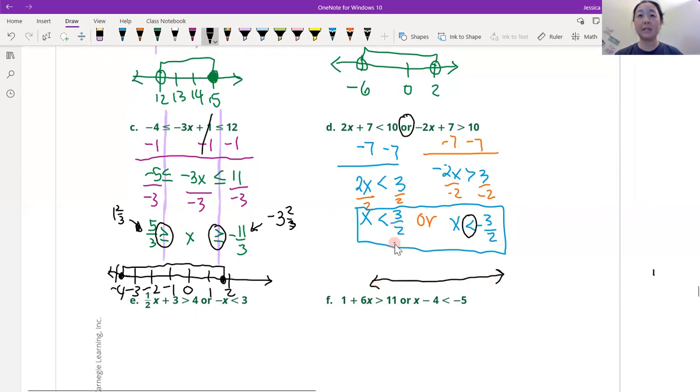So 3/2 is 1.5, and this is -1.5. Here's 0, here's 1, here's 2, and -1, and -2. So 1.5 is about right here, and it's an open circle because it's not equal to. It says less than, so we're going to go less than. And then here, it is x is less than -1.5.